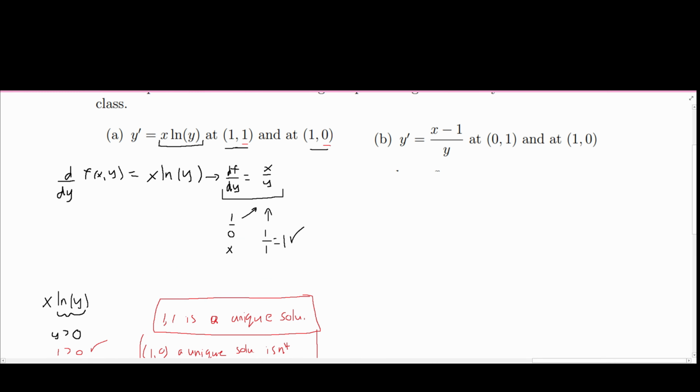Now we're going to look at b. Same thing here. We're going to have f(x, y) = (x - 1)/y. Now, to get the next derivative, we're going to differentiate both sides with respect to y. Doing this yields us this function.